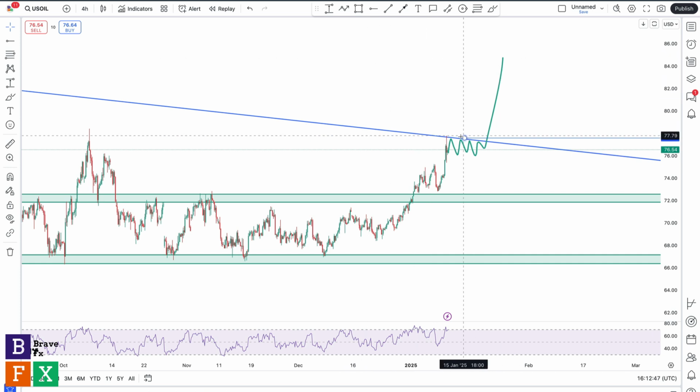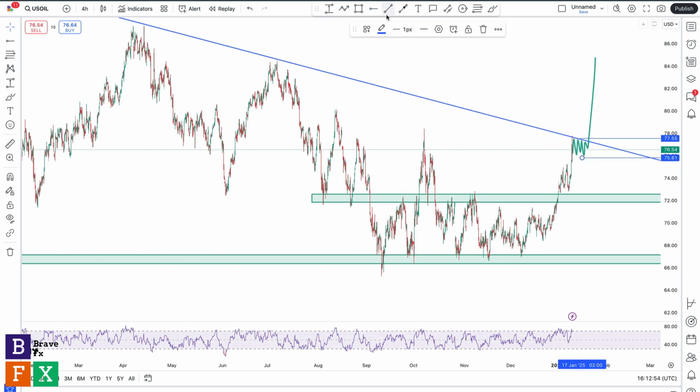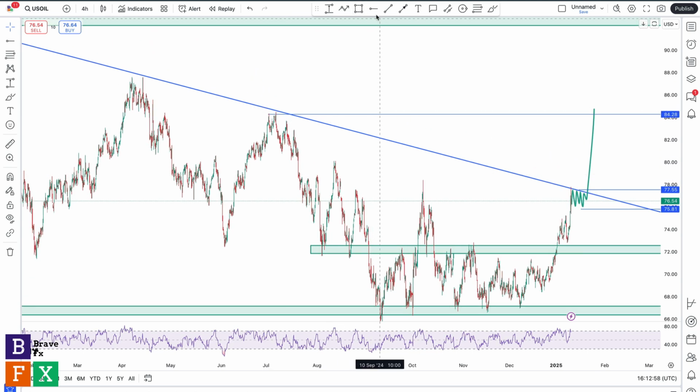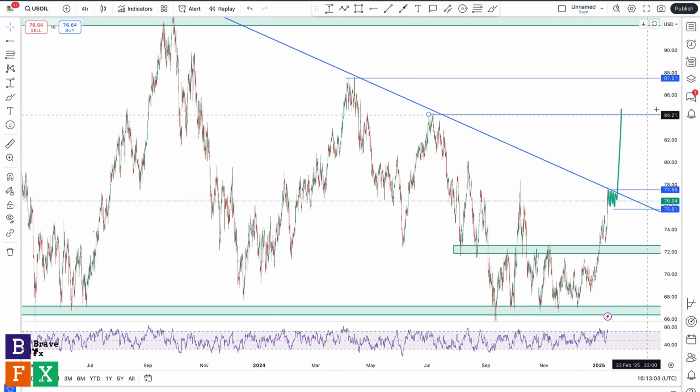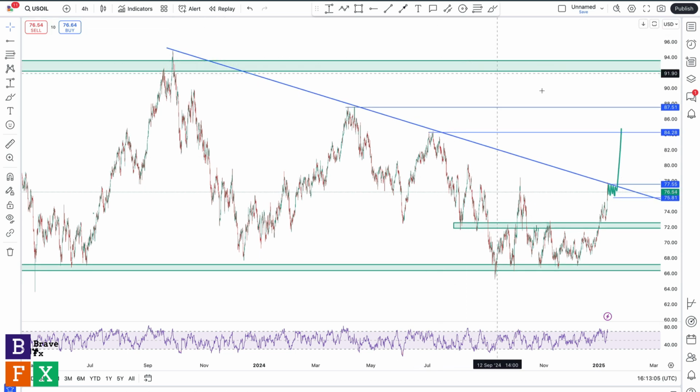So if this happens, entry is going to be at the breakout, stop loss is going to be underneath the consolidation, at least at the breakout. First take profit target, obviously, you guessed it, is going to be around these highs. The second one is going to be around these highs, and the third one is going to be into this area of resistance if we do get there.